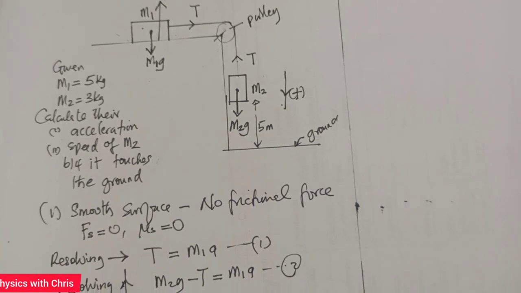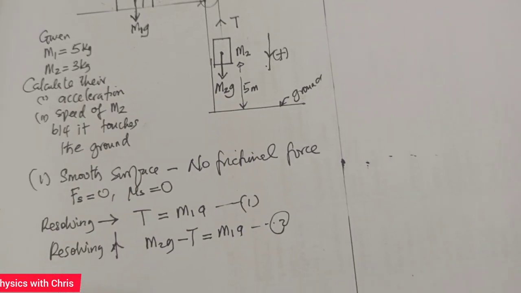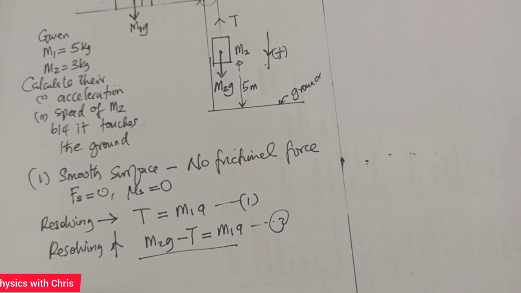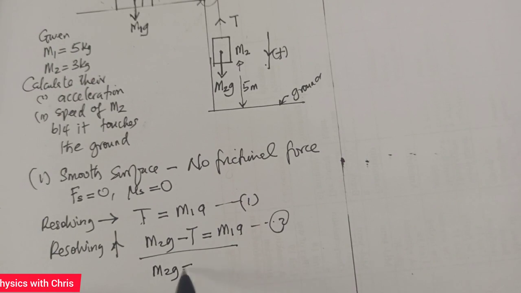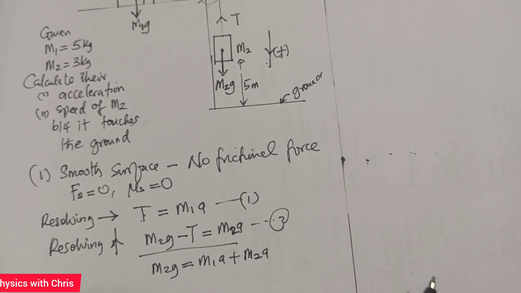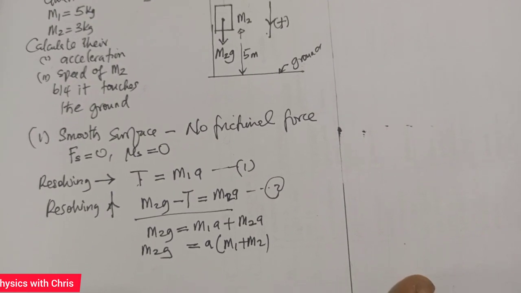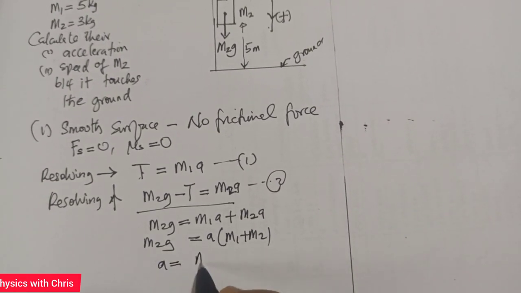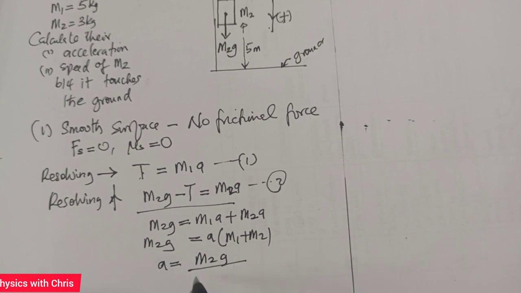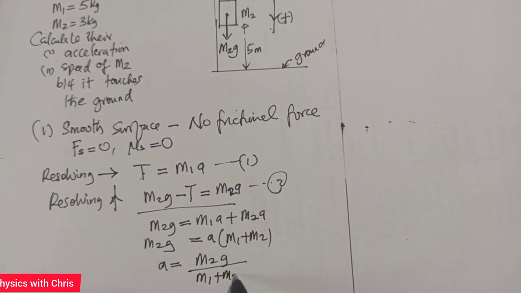So this is the case when there's no frictional force acting. Adding these two equations, T minus T is 0. What is left is M2g equals M1a plus M2a. If I factor out a, that gives me M1 plus M2, times a, equals M2g. So a equals M2g over the sum of the masses, M1 plus M2.